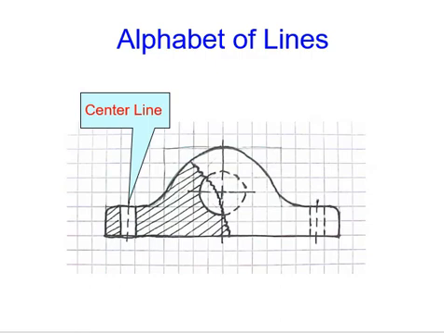Center lines are used to define the center of arcs, circles, or symmetrical parts. They're drawn half as thick as object lines. In this example, the center line is used to define or show the center of the hole of the object.